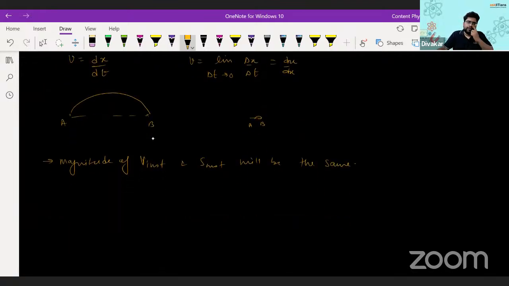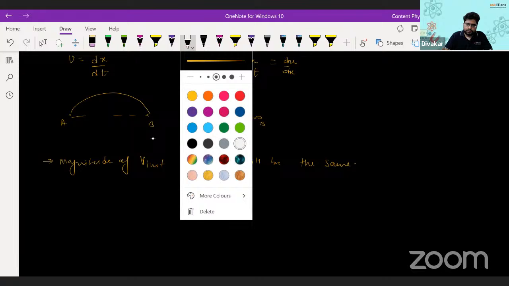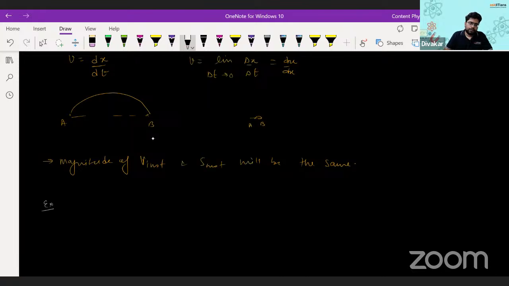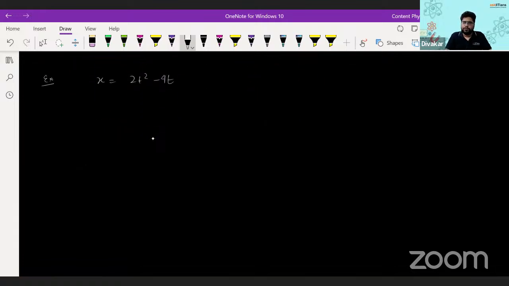So if you are given the function of x, for example, 2t square minus 4t, let's say. This is the function that is given to you. Now, there are a bunch of things that can be found out using this. First of all, they can ask you what will be the displacement covered in, let's say, 1 second.